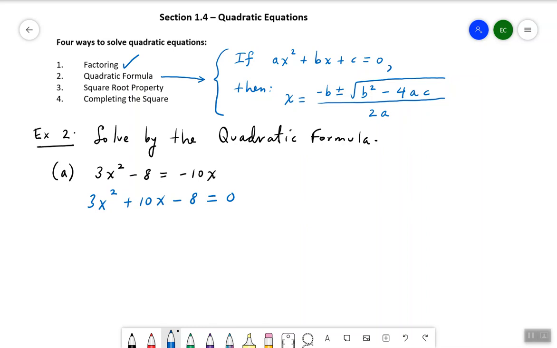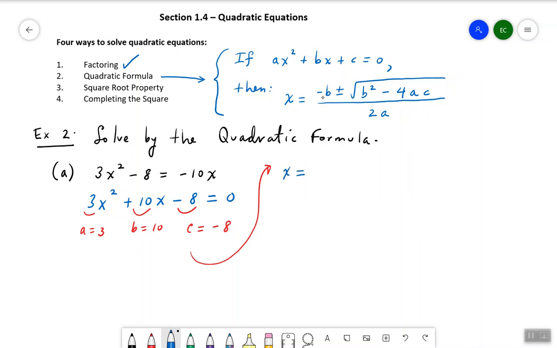And then we need to recognize the coefficients a, b, and c so that we can plug them into this formula. So a is the coefficient on x squared. A is equal to 3. And b is the coefficient on x. B is equal to 10. And c is the constant at the end. In this problem, c is equal to negative 8. And so let's go ahead and plug these three numbers in and see what we get.